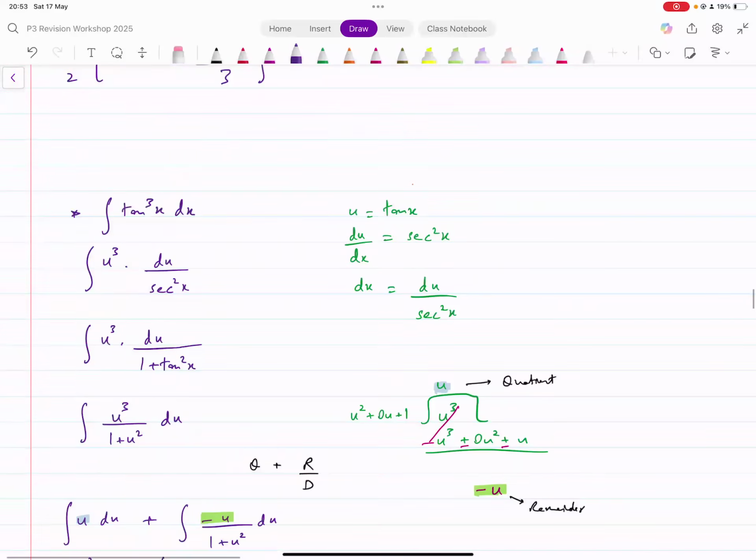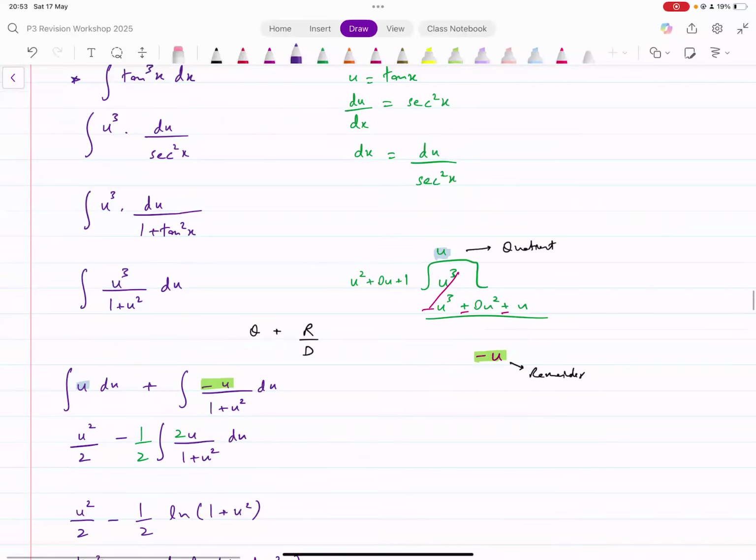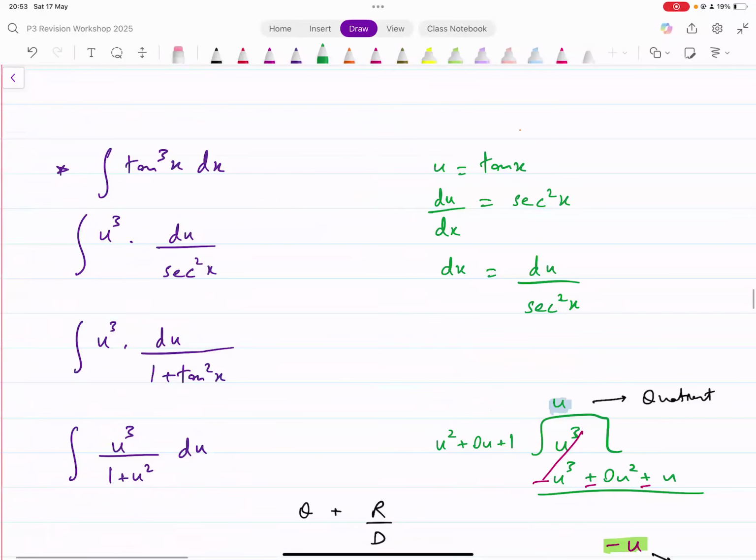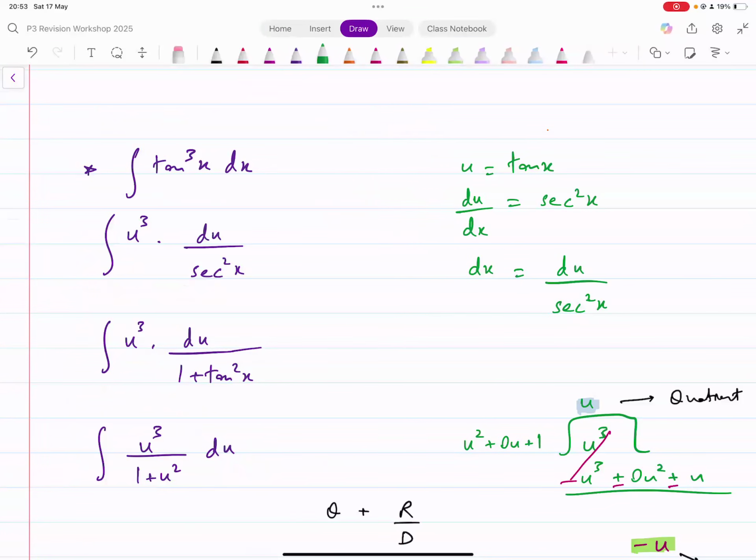Similarly for tan we use this. For tan cube we use the substitution u equals tan x. Now how would that work? We have to find the derivative of that. The derivative of tan is secant squared, and then we make dx the subject, which gives us du over secant squared x. Put these two things there, u cube, and dx can be replaced with du over secant squared x. All right.